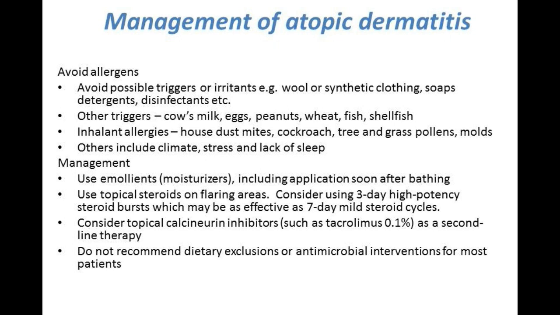So for the management of atopic dermatitis, the mainstay is to prevent it from happening, particularly if it's recurrent, by avoiding allergens. So avoid possible triggers or irritants, such as clothing or a change in soaps, detergents, or disinfectants, etc. There may be other triggers that are dietary in nature, such as cow's milk, eggs, peanuts, wheat, fish, or shellfish. Some may have inhalant allergies, so this might be house dust mites, cockroaches, pollen, or molds. A change of climate, extreme climates, such as extreme cold or hot, humid weather, stress, and also lack of sleep may exacerbate atopic dermatitis episodes.